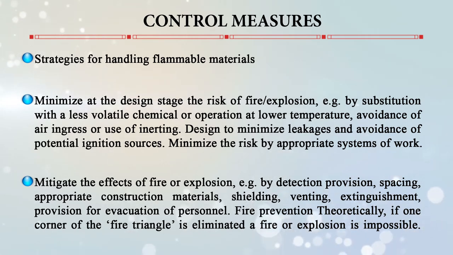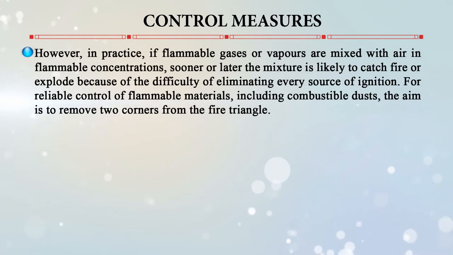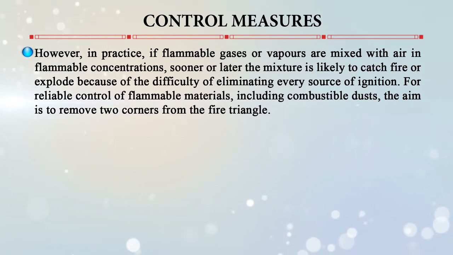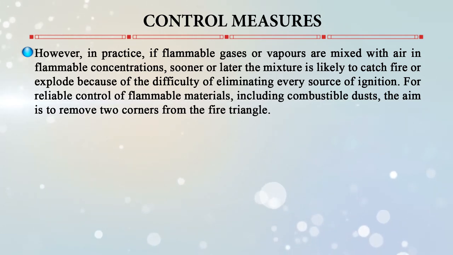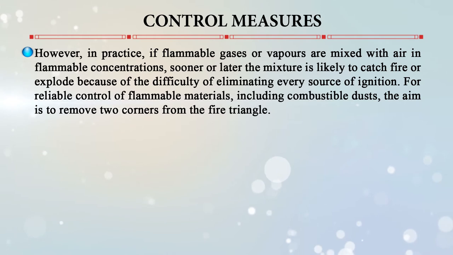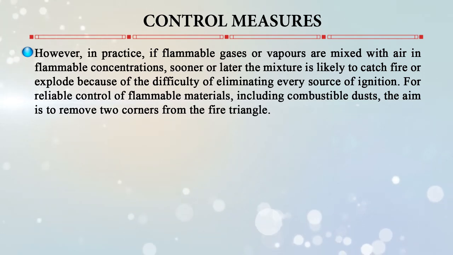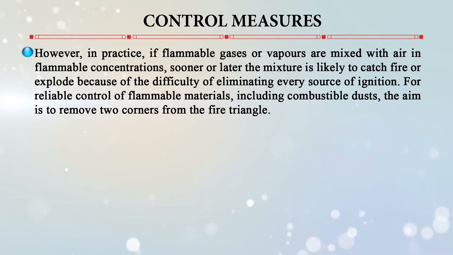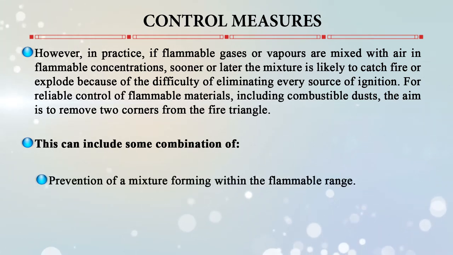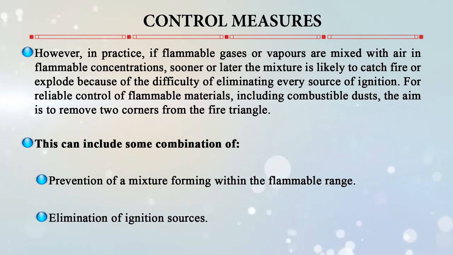Fire prevention is needed where this type of flammable material is present. Theoretically, if one corner of the fire triangle is eliminated, a fire or explosion is highly improbable. But in practice, if flammable gases or vapors are mixed with air in flammable concentrations, sooner or later the mixture is likely to catch fire or explode because of the difficulty of eliminating every source of ignition. For reliable control of flammable materials like combustible dust, the aim is to remove two corners from the fire triangle, so some combination of prevention of a mixture forming within the flammable range, sometimes it may be elimination of the ignition sources.